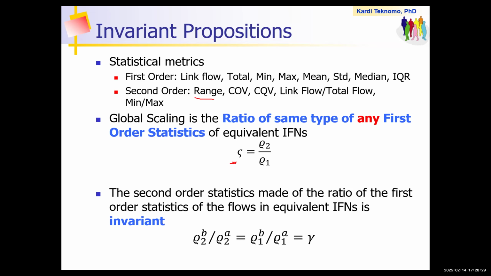Now, if you have a second order statistic made by the ratio of the first order statistic of the flow, then these are invariant. This is the invariance. The second order statistic is invariant.